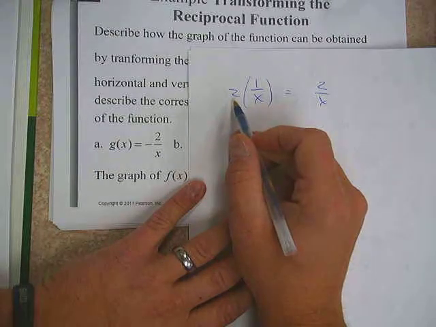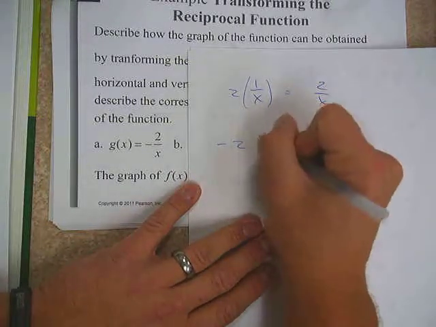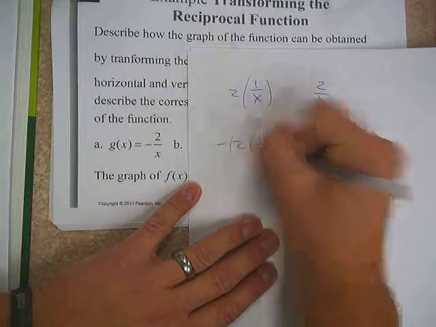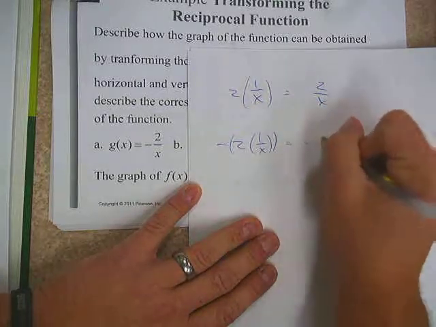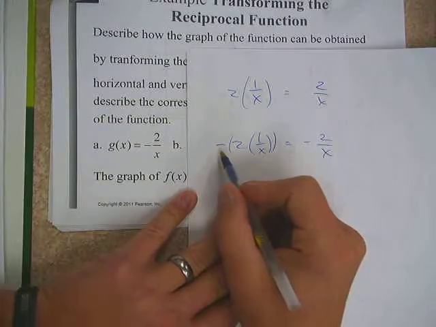Well, I would have had to multiply by 2. Okay, because if I multiplied by 2, that would give me 2 over x. True? And so multiplying by 2, we know creates a vertical stretch. Okay. And then also, we would have multiplied it by negative.